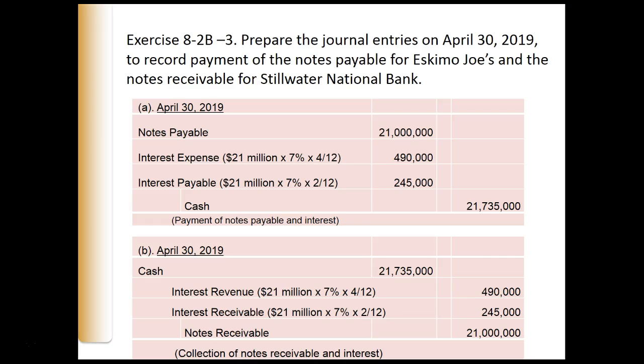It's really, really important to recognize which side are we dealing with, the borrower or the lender. And if it's the borrower, it's an interest expense and it's a note payable. If it's the lender, it's going to be a receivable and it's going to be revenue.